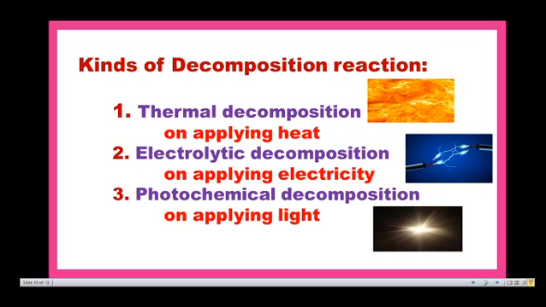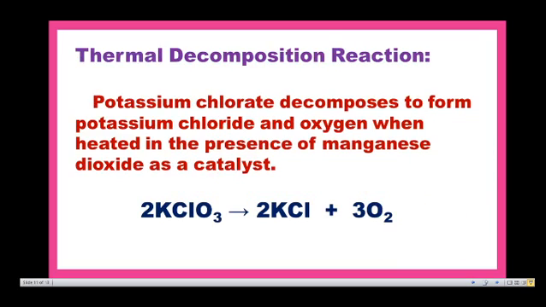Okay, so let us discuss one by one. Thermal decomposition reaction. So heat energy is supplied during this reaction. Potassium chlorate was taken and it was heated, and it splits up into two compounds. One is potassium chloride, another one is oxygen. And the reaction was initiated by a catalyst called manganese dioxide. So manganese dioxide acts as a catalyst.